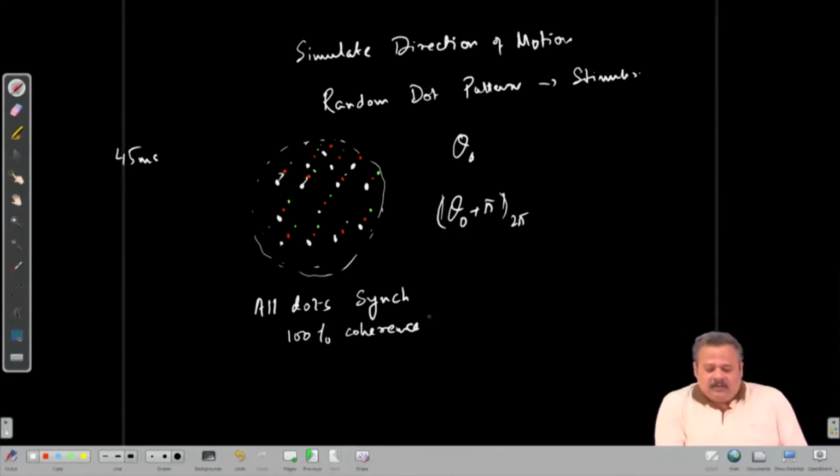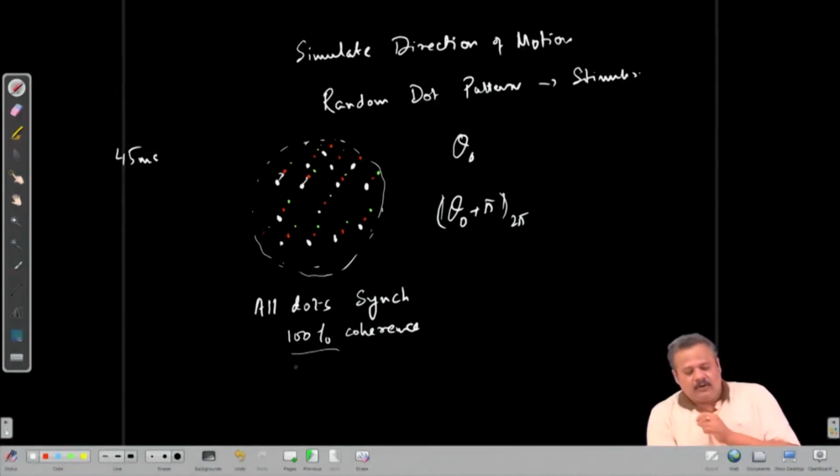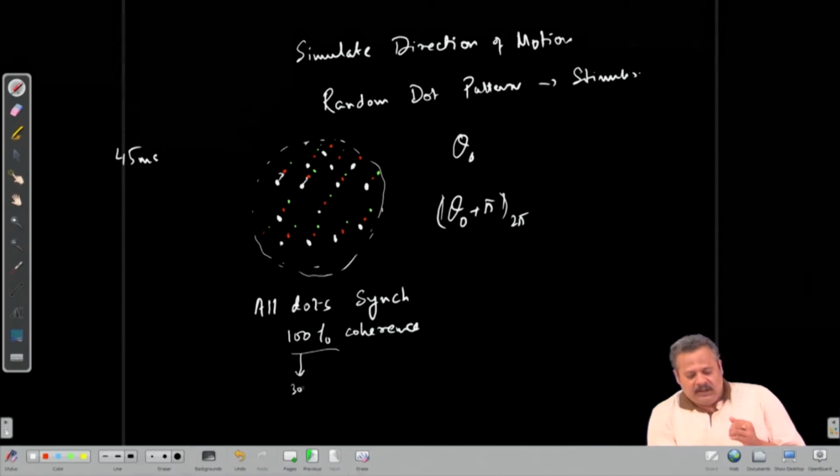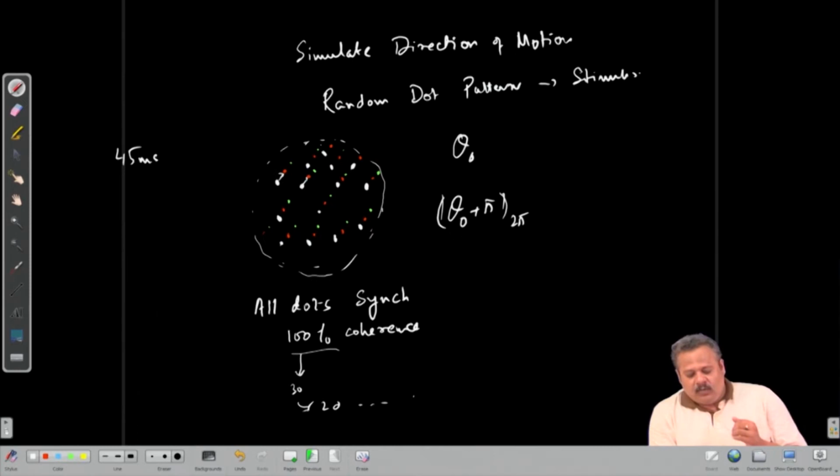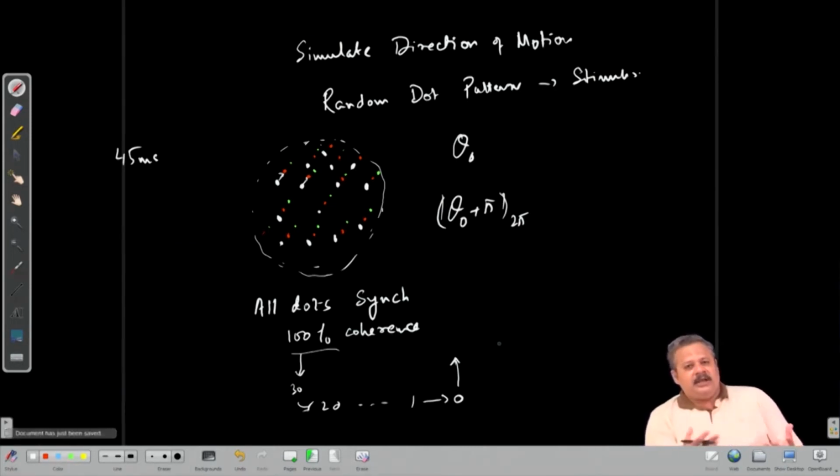Now, if we reduce the coherence, that is the percentage of dots that will move in the same direction while the others move in a random direction, then as we reduce this coherence to 30, to 20, and in fact to 1 and then to 0, the 0 case means that there is no direction of motion actually, that is, the dots are updated in totally random directions every time. So, theta naught and theta naught plus pi have no meaning, and so it is impossible for the monkey in a 2 alternative forced choice to do anything correctly.